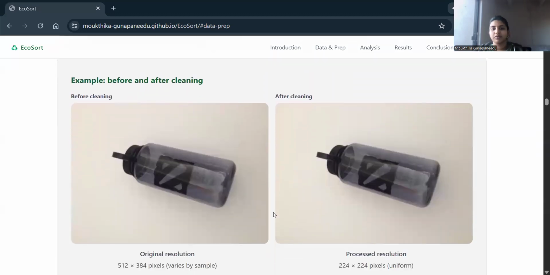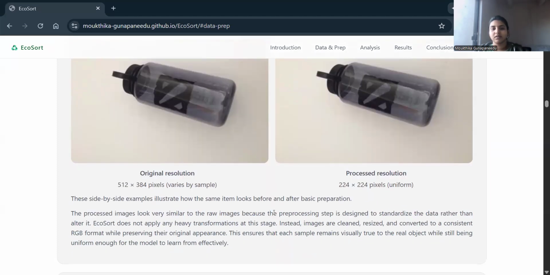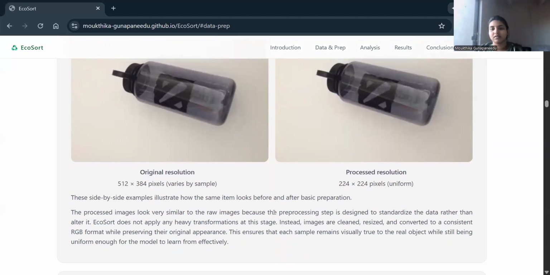So this is an example of before and after. You can see that they're very similar, but the thing that has changed is their resolution, and now they're all consistent.